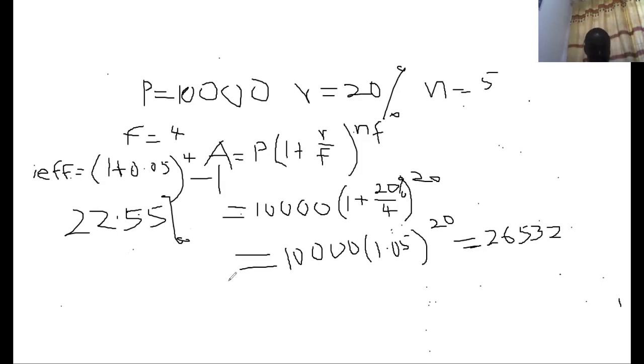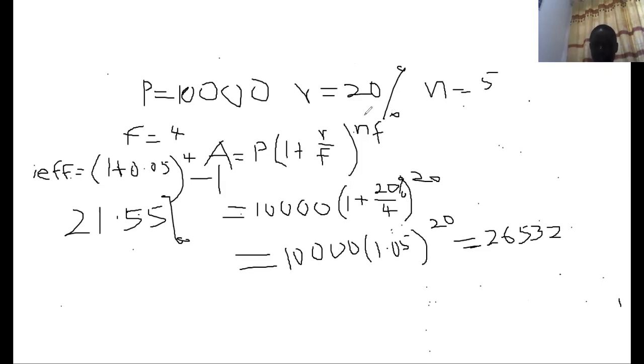And you can see that if you use the 21.5% to find the future amount, you get the same thing. That will be 26,532 as we got it initially. But if you use the 20% for 5 years, you will not get to this figure. You see, so that is what you should take note of.